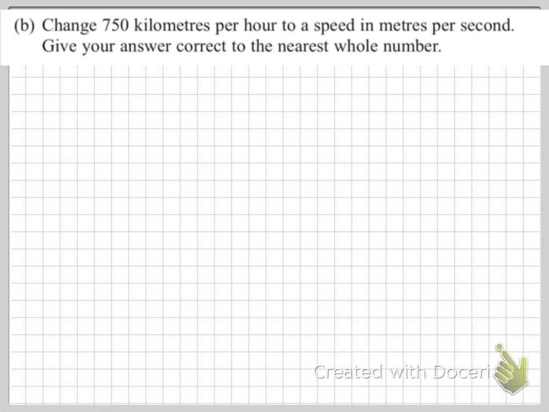Part B, where it's a unit conversion. So start by writing out what 750 kilometres per hour means. It means you've gone 750 kilometres in 1 hour. So, to pick one of your units to begin with, we're working in kilometres, but we want to be in metres. So 750 kilometres is 750,000 metres. That's in 1 hour.